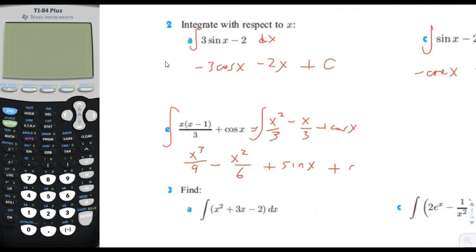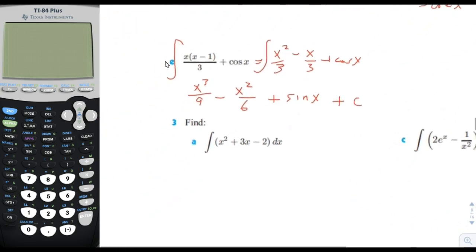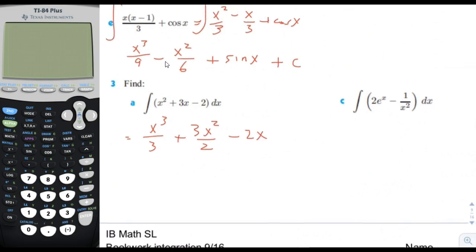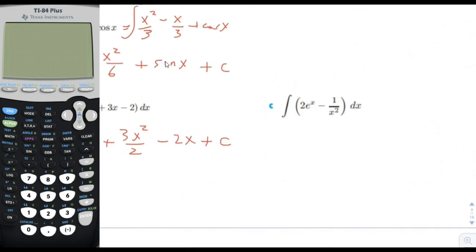plus c. Okay. Number 3. Let's see, the integral of that. x cubed over 3 plus 3x squared over 2 minus 2x plus c. And then this would just be 2e to the x.